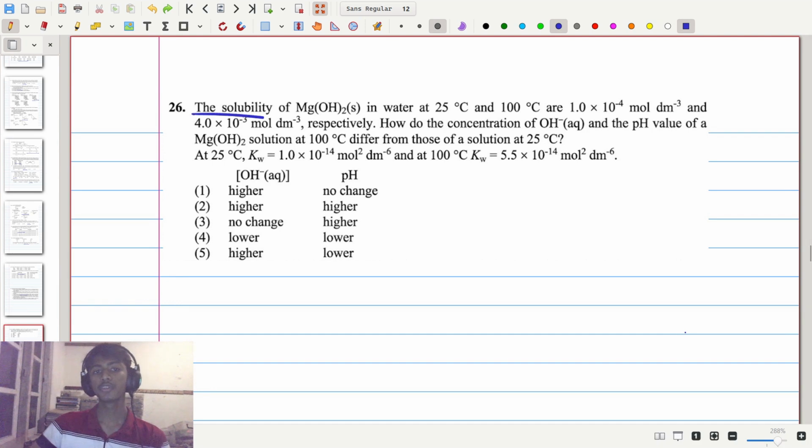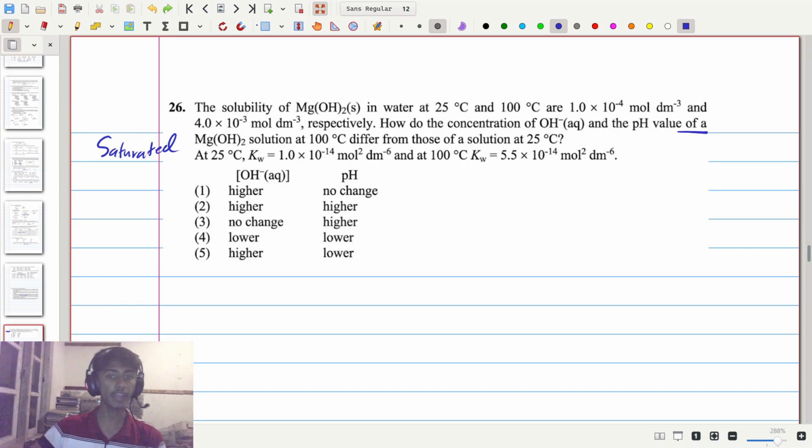So the question says, the solubility of magnesium hydroxide in water at 25 and 100 Celsius are 1.0 times 10 to the minus 4 and 4.0 times 10 to the minus 3 moles per deciliter cube respectively. Now given that, the question asks us, how do the concentration of OH minus aqueous and the pH value of, and here it's supposed to say, of a saturated magnesium hydroxide solution at 100 Celsius differ from those of saturated solution at 25 degrees Celsius. Now as it turns out, without the saturated word, the question actually doesn't make any sense, and therefore for the purpose of this video, I'll be keeping the saturated word and solving the question based on that.